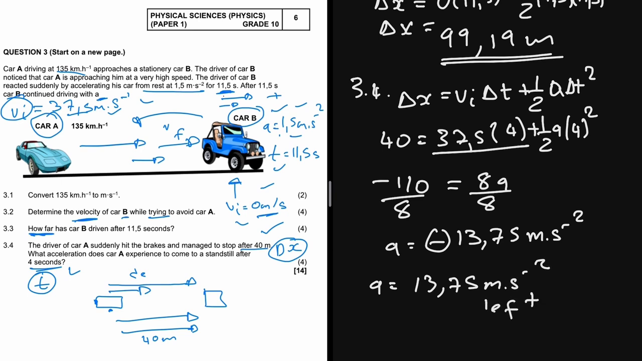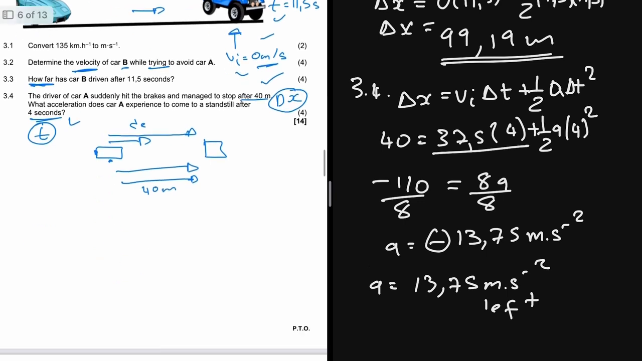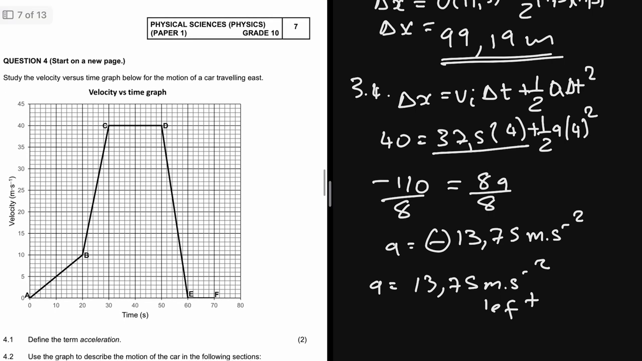So the car was decelerating. Now when we move on to the next question, question number 4, they say study the velocity versus time graph below for motion of a car traveling east. Okay, so this is important. They told us that the car is traveling east. So if we look at this velocity time graph, what is happening here?